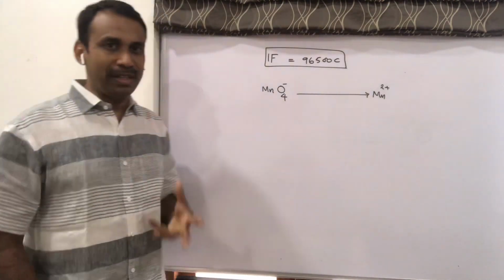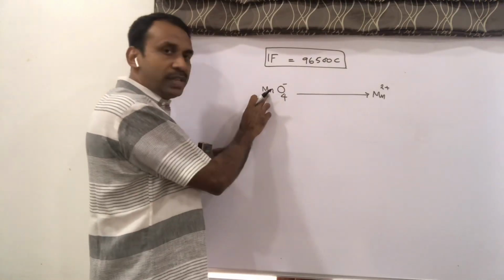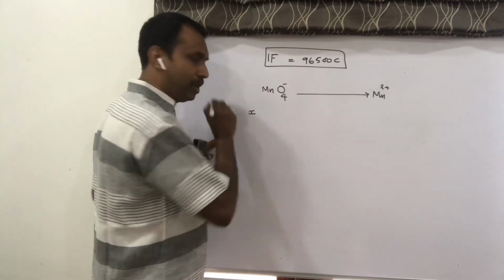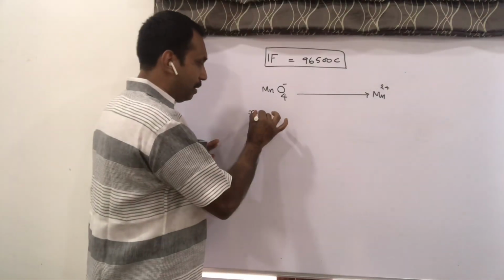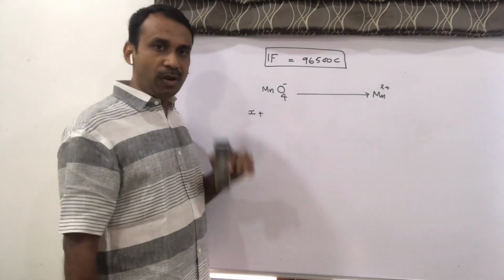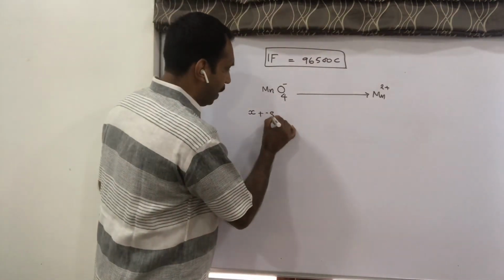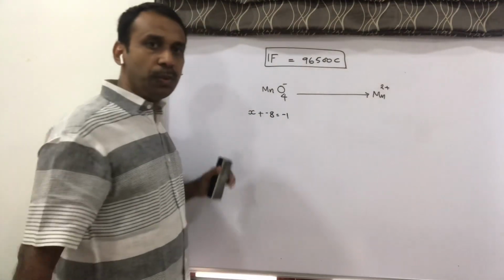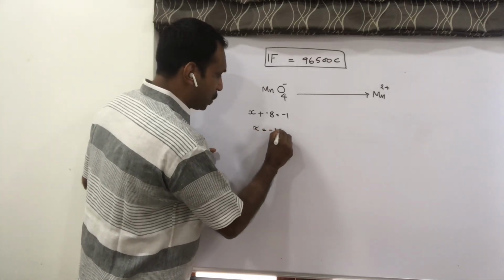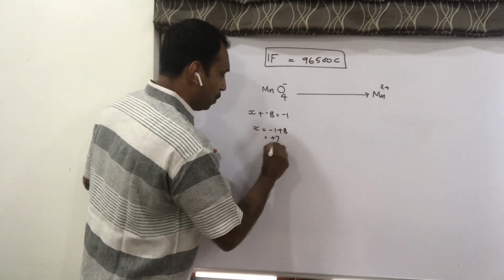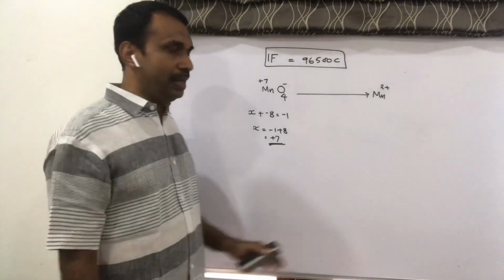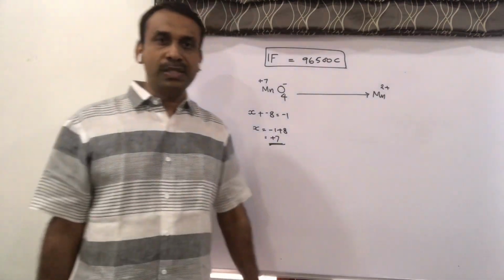A very easy technique. You see, find out the oxidation number of manganese. Suppose manganese oxidation number X. Then oxidation number of oxygen is -2. There are 4 oxygen, so total -8, and the sum should be equal to -1. On solving, we get X equal to -1 plus 8, that is equal to +7. Here, oxidation number of manganese is +7. Here, oxidation number of manganese is +2.